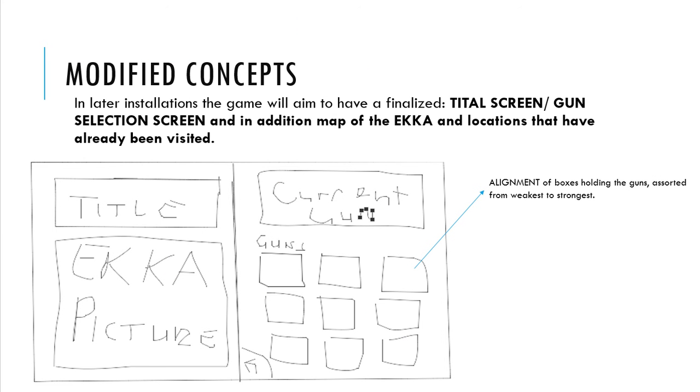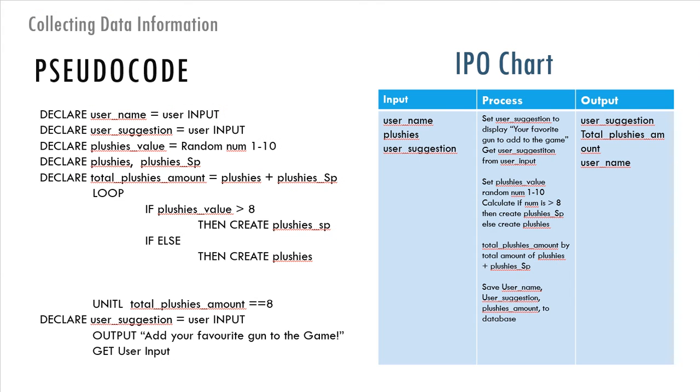Modified concepts. The game has yet to be finalized, and when it has been, it will include a title screen, a gun selection screen, and in addition to this, a map of the Echo and the locations they have already visited. Algorithms. This is split into two sections, pseudocode and IPO chart. I will only be explaining what the program does.